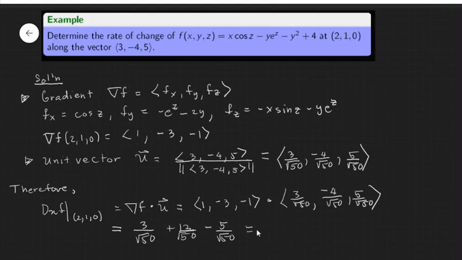Now 12 plus 3 is 15, so this is 10 over square root of 50, and this is 10 over 5 square root of 2. So finally we have square root of 2.